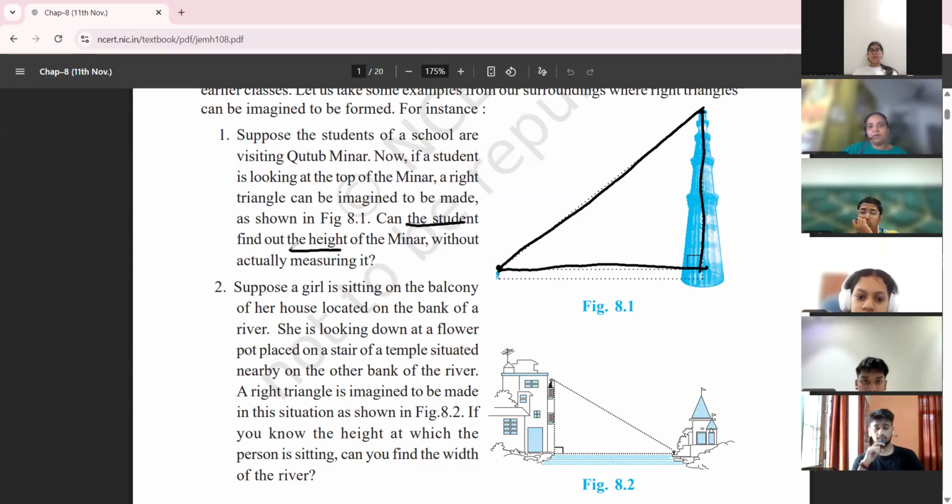Can the student find out the height of the Minar without actually measuring it? How can the student do it? Because of course the Qutub Minar is standing perpendicular to the ground. So with the relationship of his distance from the Minar and the angle at which he's observing the Minar, he can find out the height of the Minar without measuring it, with the help of trigonometry. How to do that? Let us find out.